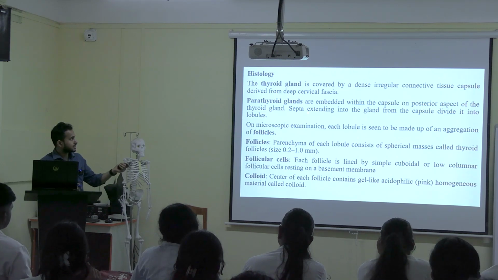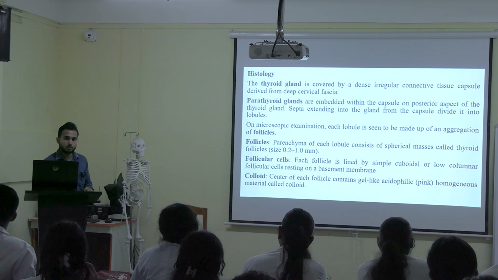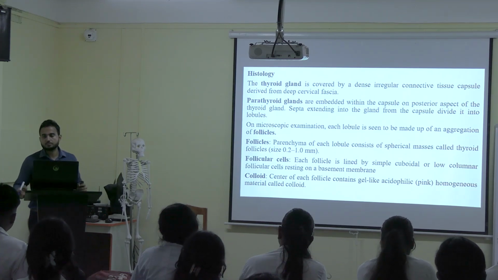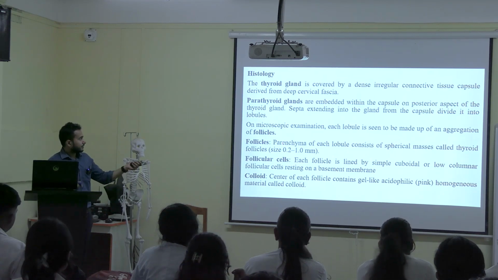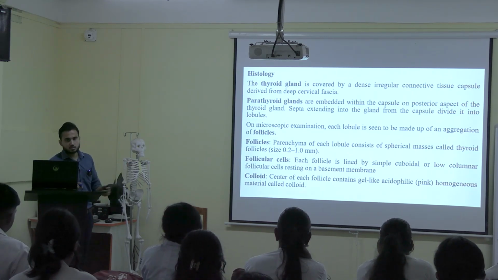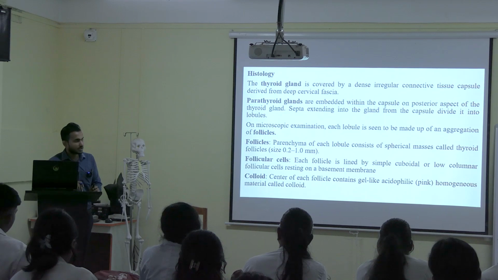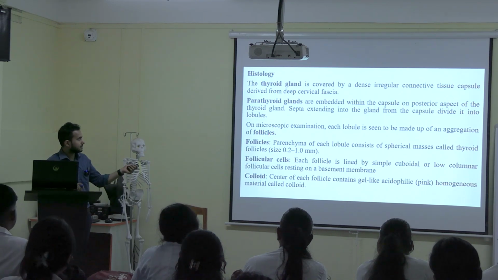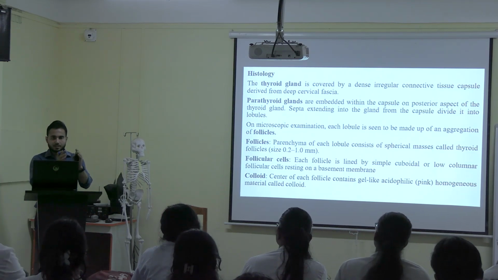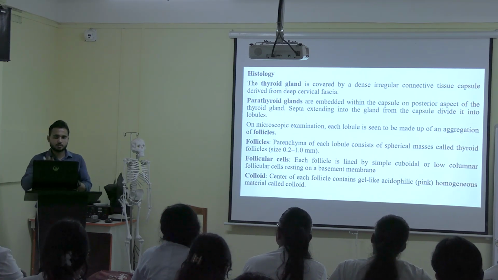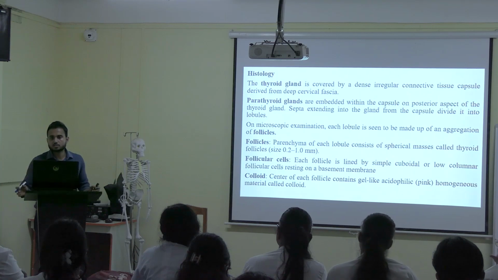Here also septa extend into the gland from the capsule and divide it into lobules. So in both cases we get a connective tissue capsule dividing the gland into lobules. Now if you do a microscopic examination of a section of the thyroid gland, what you will see is that it is made up of an aggregation of follicles. You have taken a section of any lobe, right lateral or left lateral. If you see under the microscope, what will be visible? It is made up of an aggregation of follicles.